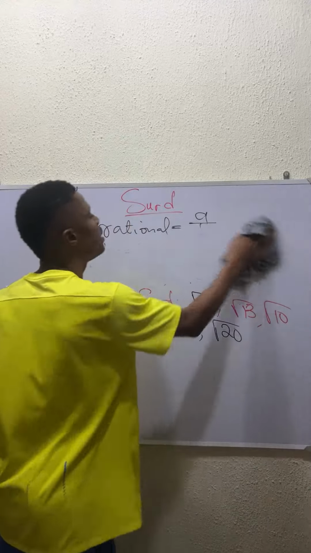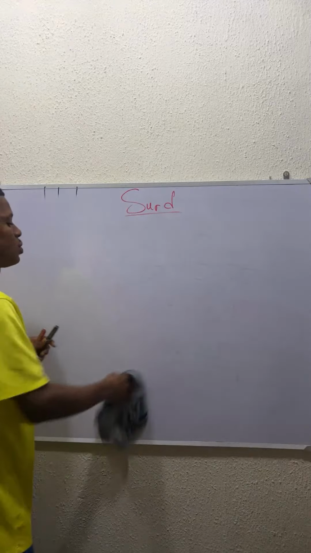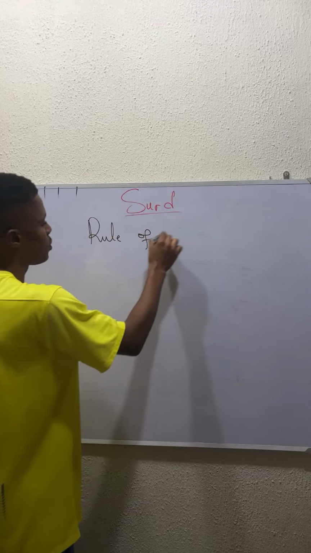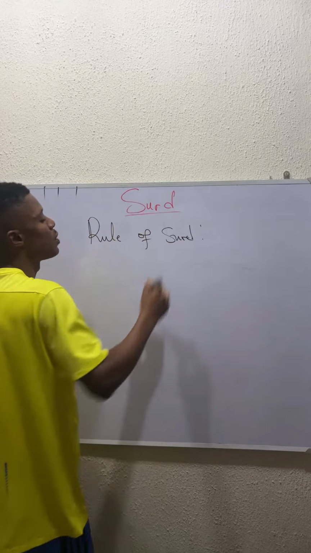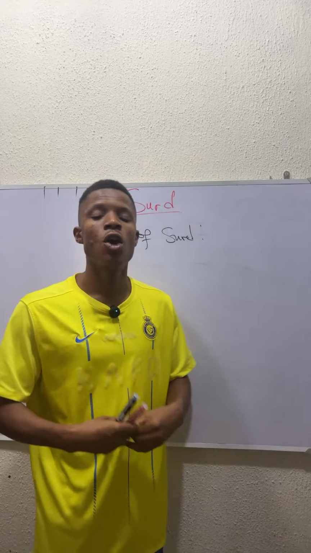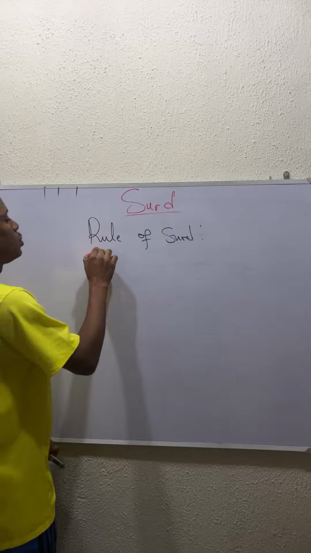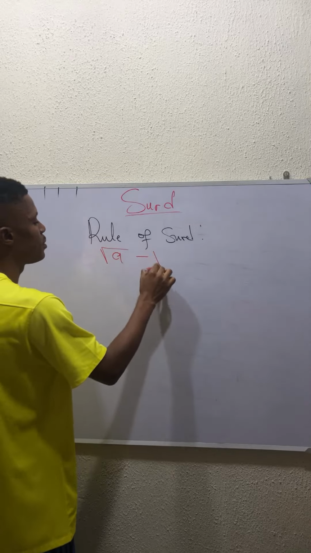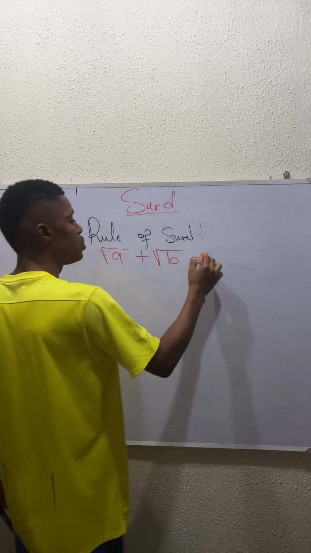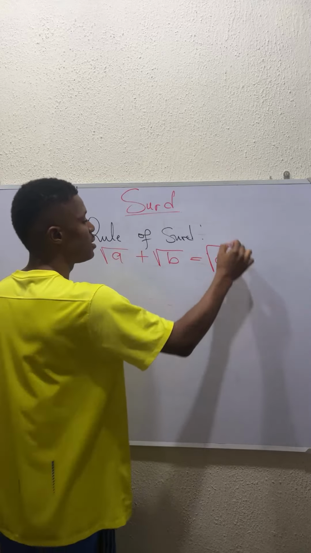Then again, we have various rules that guide surds. What are the rules of surds? These are the various laws that help us simplify or solve problems in surds. For instance, when you are told to add the square root of a plus the square root of b, in normal addition, most students will tell you that this equals the square root of a plus b inside one square root. Please, this is wrong.